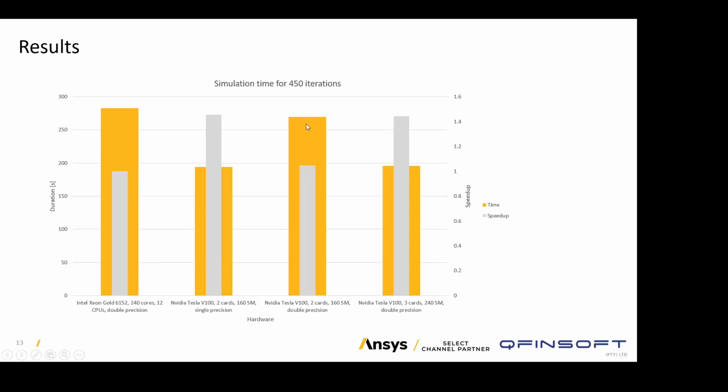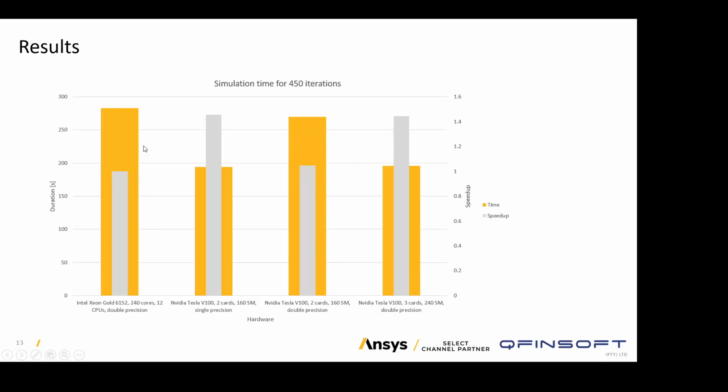Now with the 2 cards, you'll notice that the speed between the 240 cores on the CPU and the 2 cards with 160 SMs is very similar, so they're comparable in speed, but obviously it uses fewer licenses to solve in the same time.